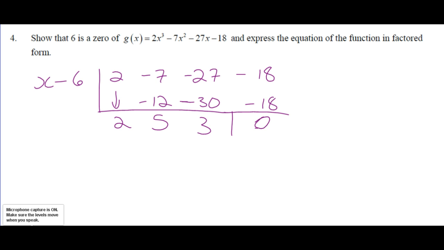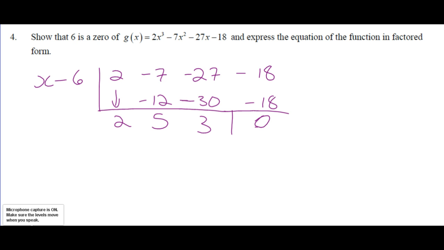See what happens with a little bit of practice. Also, if you don't get a 0 there, you probably messed up a subtraction, right? You went like negative 7 minus negative 12, you got negative 19 or something. So watch out, make sure that you can subtract negatives. Okay, so what do we know now?